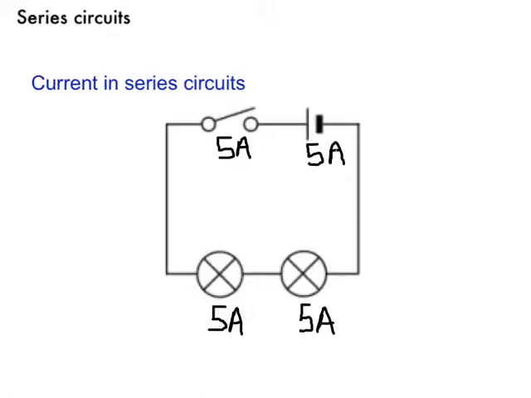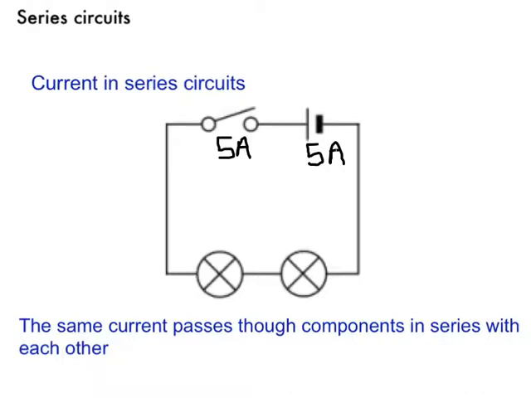Okay, so the same current passes through components in series with one another. So that's the first rule that we need to think about, is the fact that the same current passes through components in series with one another. So we can see that there, we've got 5 amps here, 5 amps here. It's going to be 5 amps through every single component in that circuit. Okay, so that's the first rule you need to make a little note about.